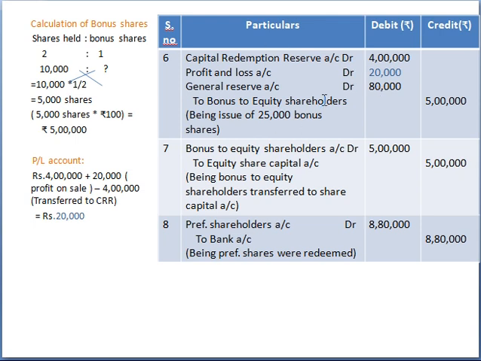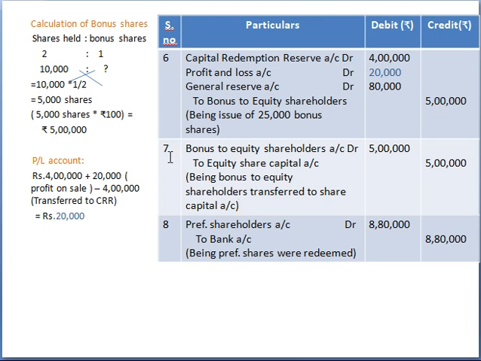Now we'll pass the entry. CRR account debit 4 lakhs, profit and loss account debit 20,000, general reserve account debit 80,000 to bonus to equity shareholders, which is 5 lakhs.